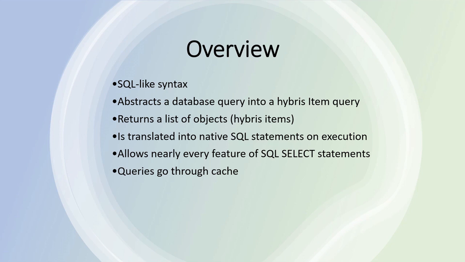So it basically abstracts the database query into a Hybris item type query, and the return type of the flexible query is always Hybris items, right? Now, whenever we run a flexible search query, it is translated into native SQL statements at the time of execution. So we can say that flexible search execution has two phases.